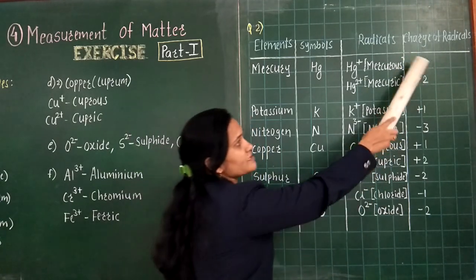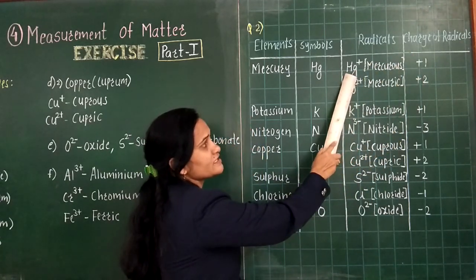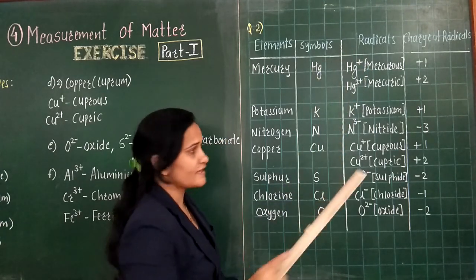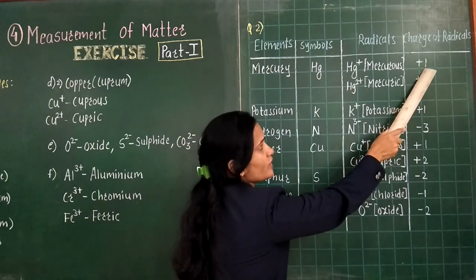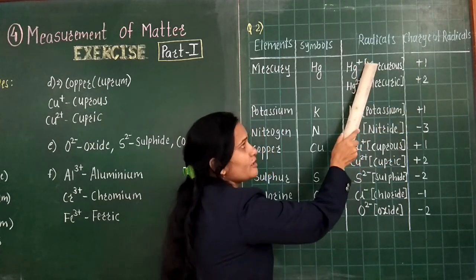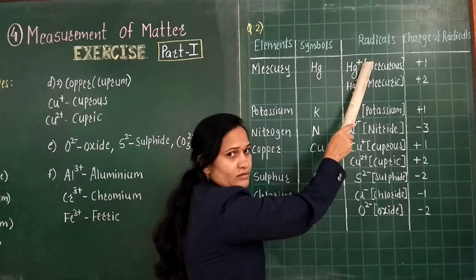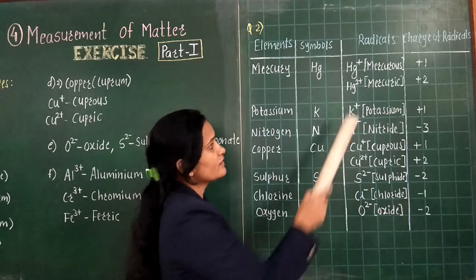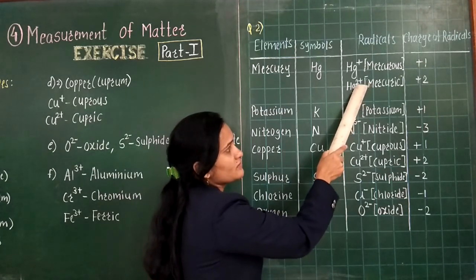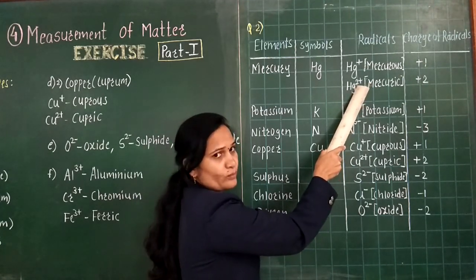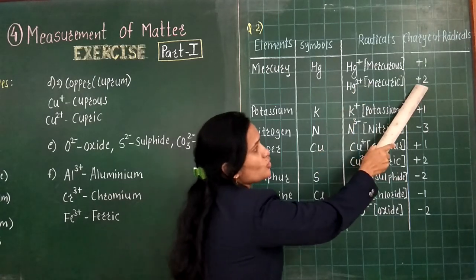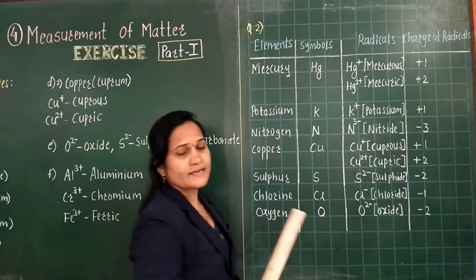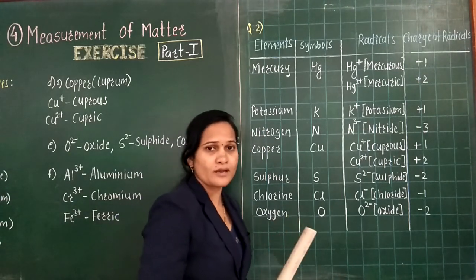Now how do you mention the charge of radicals? Here Hg plus is written, means only one valency is there. So write here plus 1. See the charge and the number of valence electrons when you want to write the charge of radicals. Okay. Here Hg2 plus. How many valence electrons are there? 2. So 2 plus. So the charge of the radical is plus 2. Does everyone understand how to fill the column?